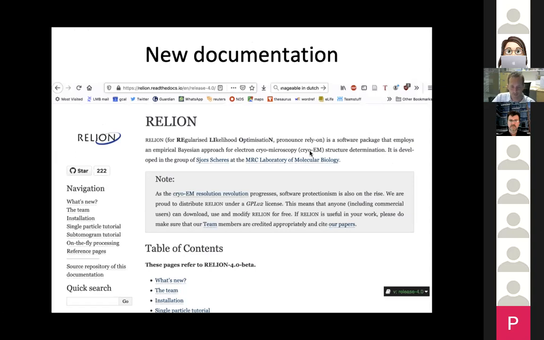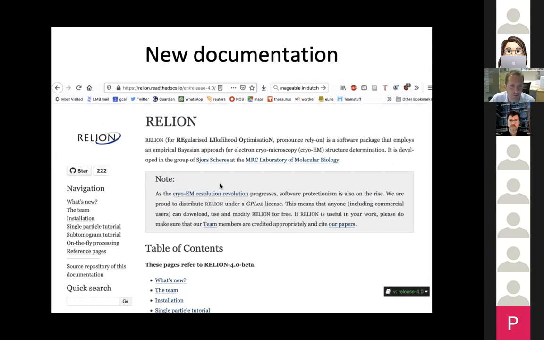Then the last thing I think I wanted to tell you is that the RELION documentation has changed. So this was previously hosted in a wiki on the LMB website. We've moved to a GitHub repository with the documentation where we can more easily make changes and track what has happened in the past. And then these documentation pages get compiled automatically on a website called relion.readthedocs.io.